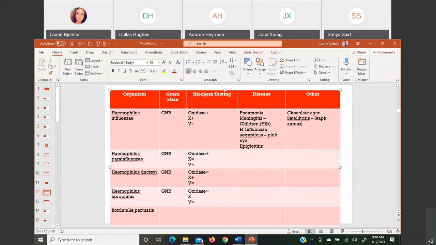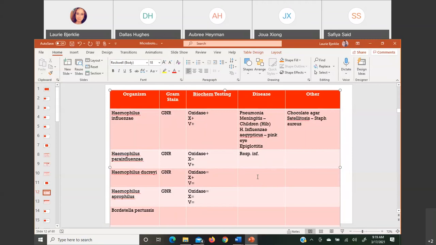I can't think of anything else. If I missed something, I'll come back. But all right, going on, Haemophilus parainfluenzae, we've already given tests. Diseases, some respiratory infections. We're not going to list anything too specific. So that will be it there.